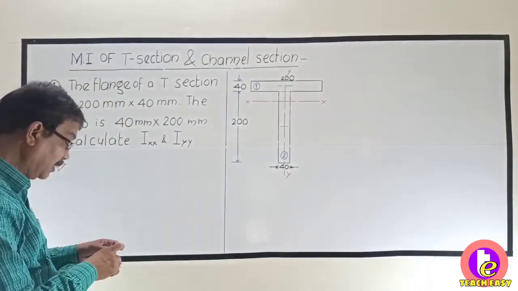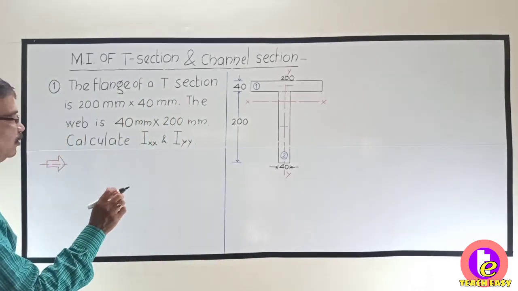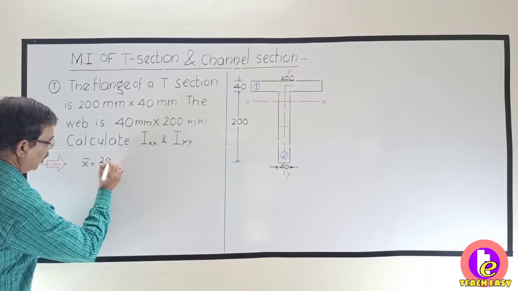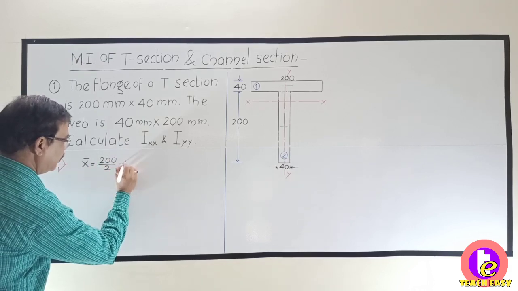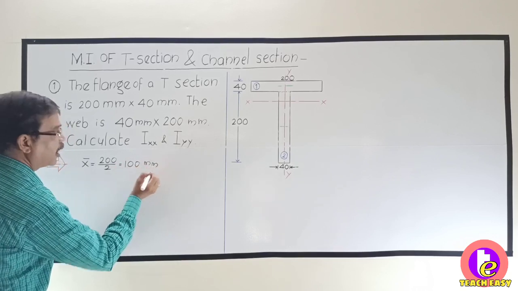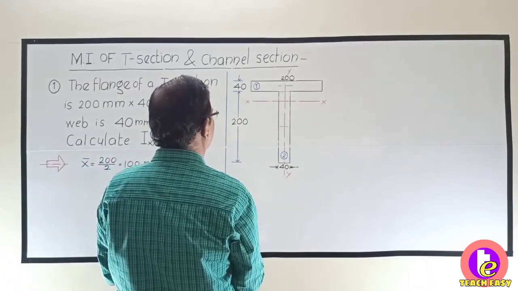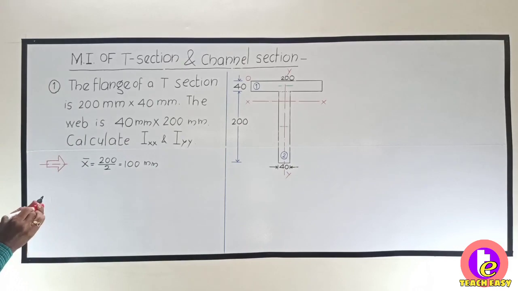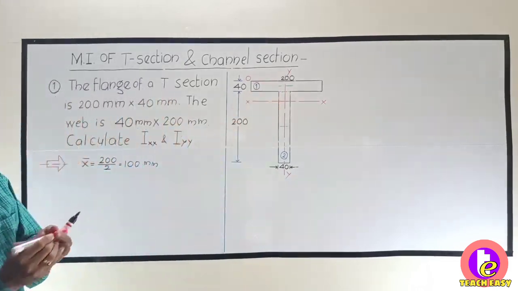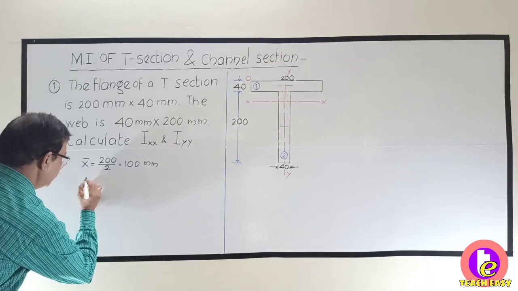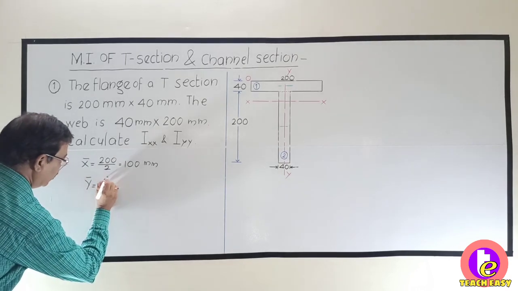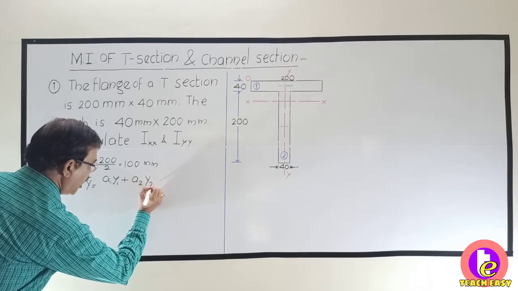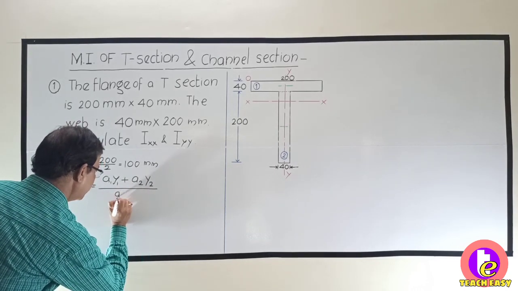Then use the formula. What formula will you use? It is not necessary to calculate X bar. X bar is already known to us. What is X bar? X bar is due to symmetry 200 by 2, that is 100 mm. You may say that this has an origin, this. So this distance is X bar, that is 200 by 2, and this distance is Y bar. Okay? So for Y bar, what formula will you use? Y bar is equal to A1Y1 plus A2Y2 divided by A1 plus A2.